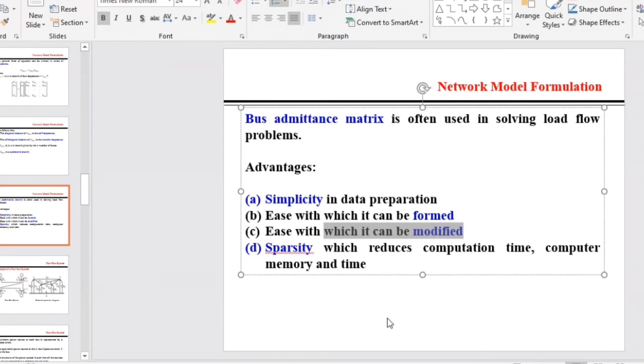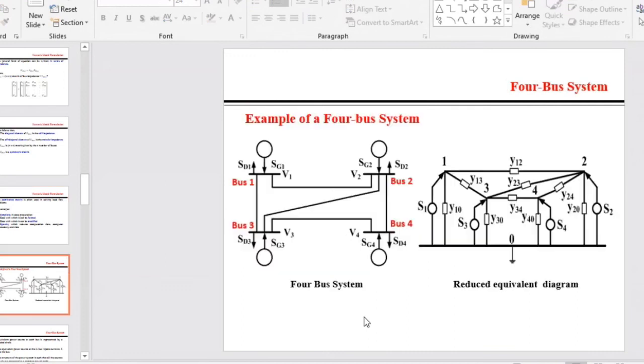So we have to modify the admittance bus matrix. To do so, it's easy. You include or exclude it, taking it into account or removing it from the system. So it's very easy to do. We'll do some changes like that and see. And the sparsity of the matrix reduces the computation time and computer memory as well. That's what I was trying to mention in the previous slide.